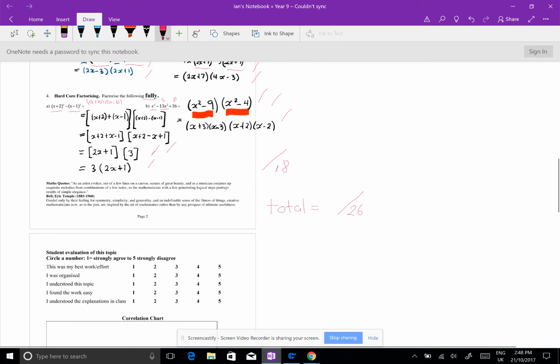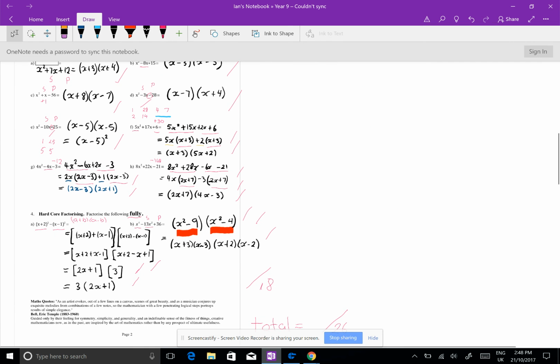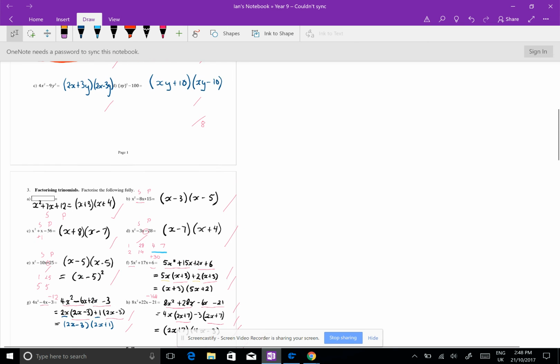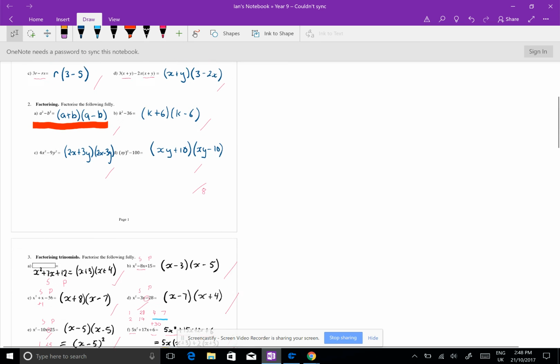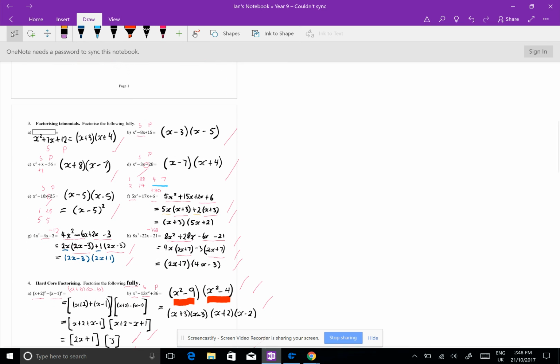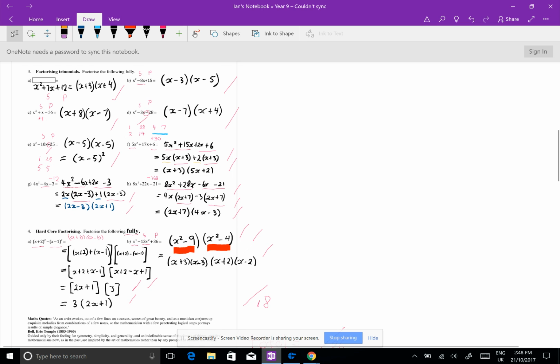So I hope that made a bit more sense now that you've seen it. And the solutions are here. Here they are. And they'll also be on the web. Nice, easy factorisation, question 1. Difference of two squares, question 2. Factorising trinomials, question 3. And a little bit harder ones for question 4.